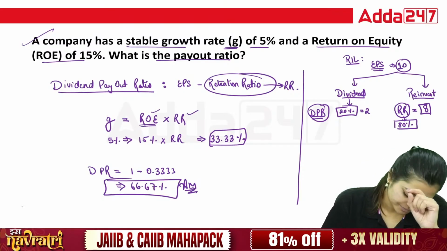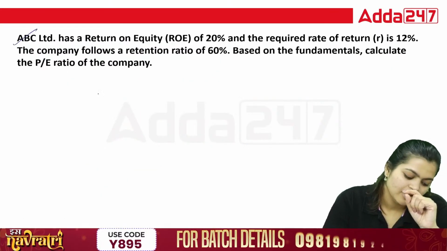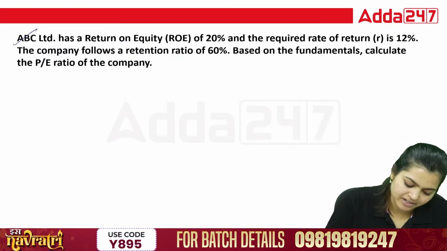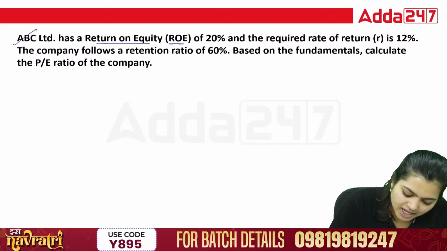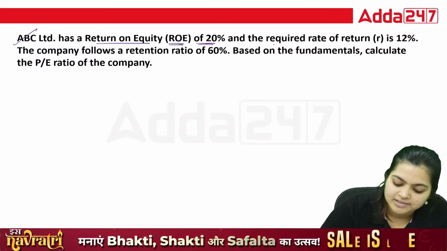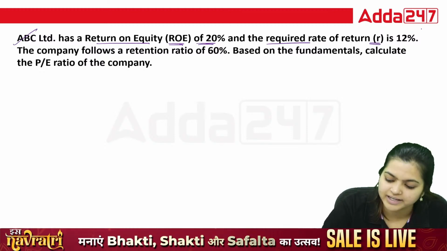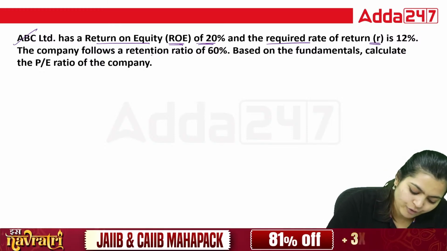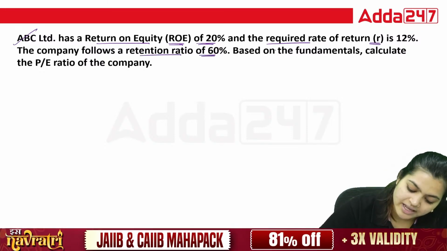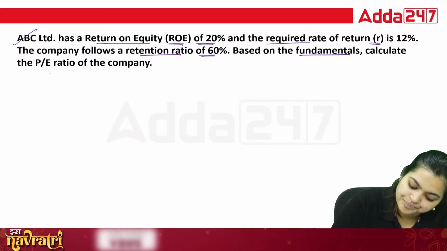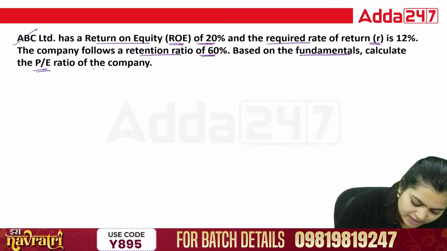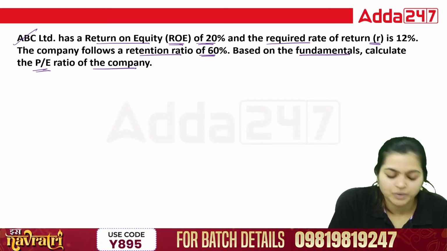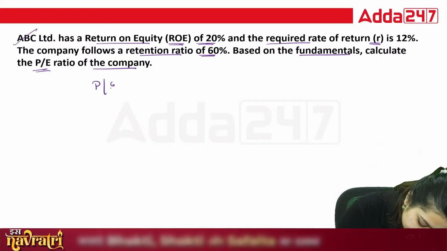Yes. Now, coming to your next question, that is ABC Limited has a return on equity, that is ROE, of 20%. Now, required rate of return, that is R, is 12%. Company follows a retention ratio of 60%. Calculate the PE ratio of the company. Now here we need to calculate the PE ratio.